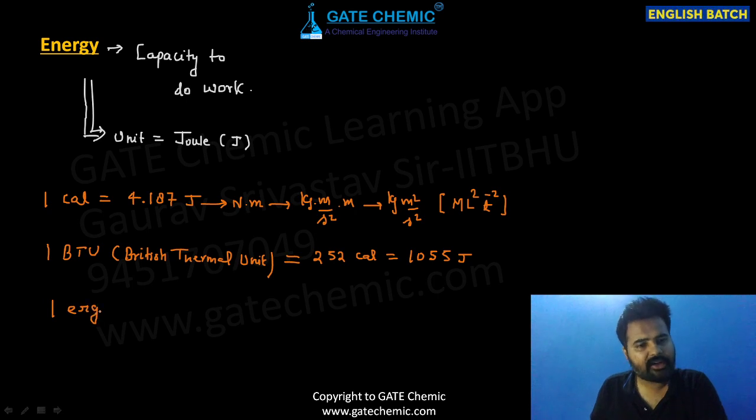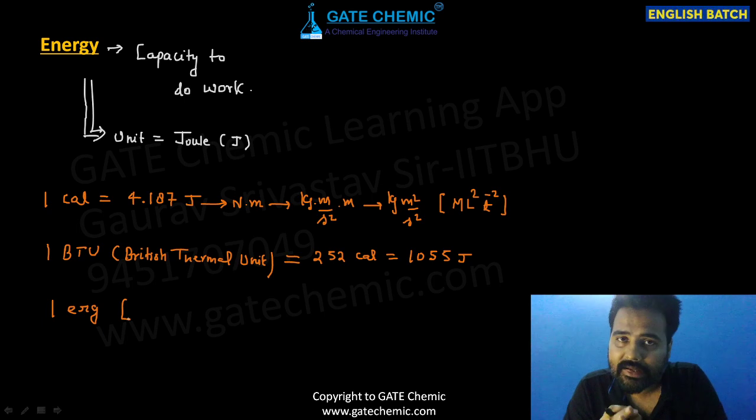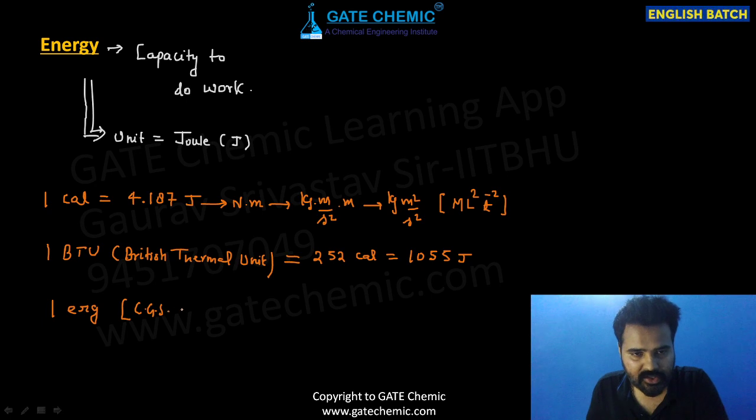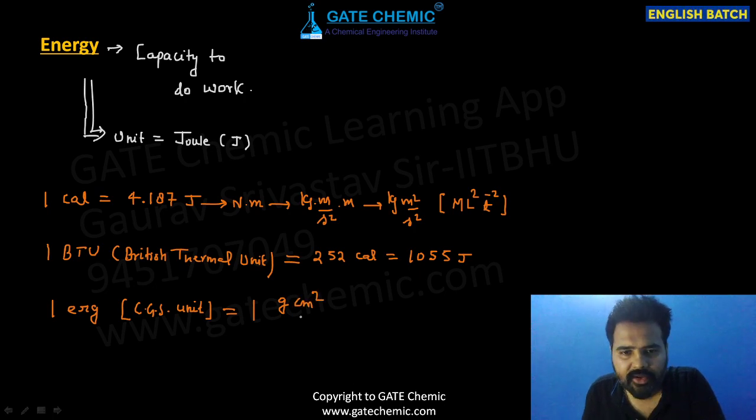One more unit, erg. What is erg? In similar manner, you had seen dyne. Dyne was the CGS unit of force, whereas erg is the CGS unit of energy. So here, kilogram meter square per second square: in place of kilogram, write gram; in place of meter square, write centimeter square; in place of second, just write second.